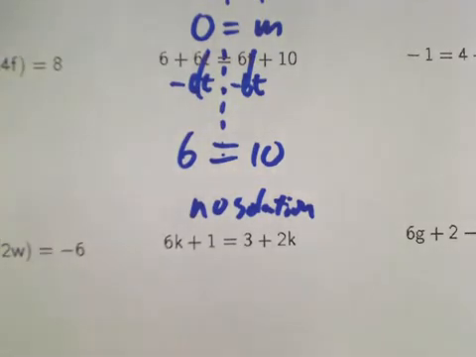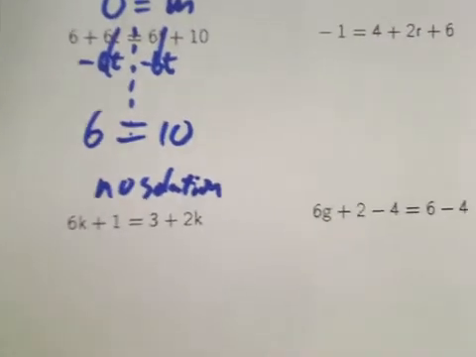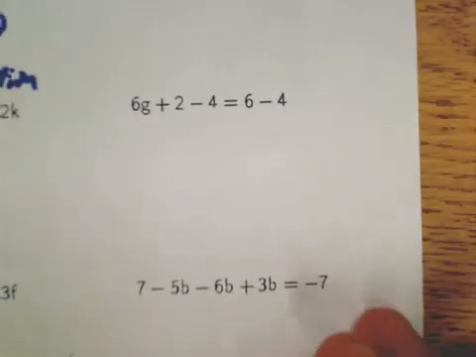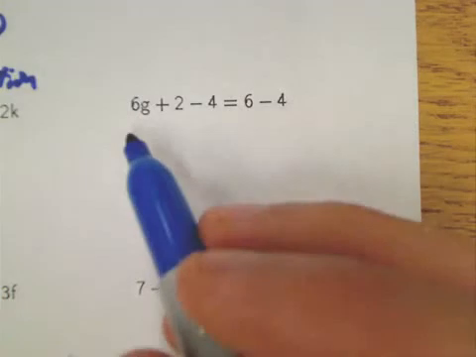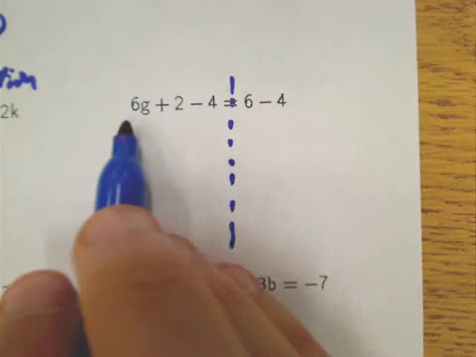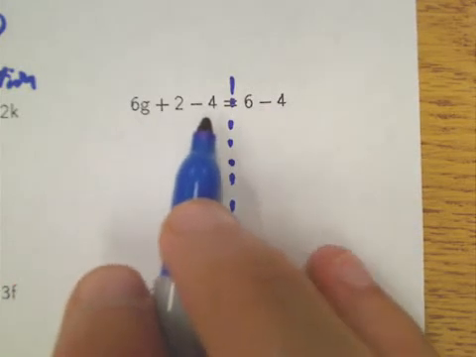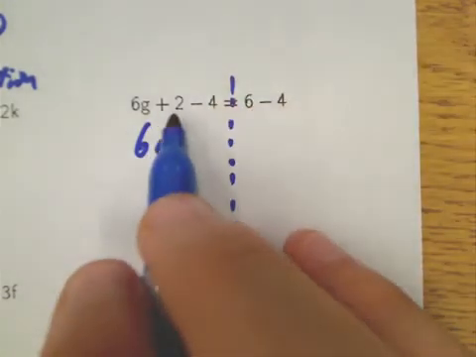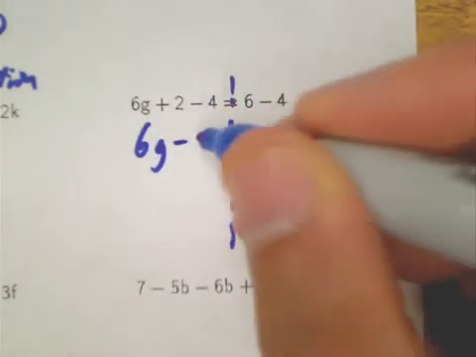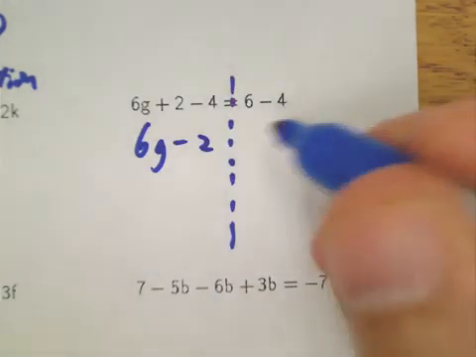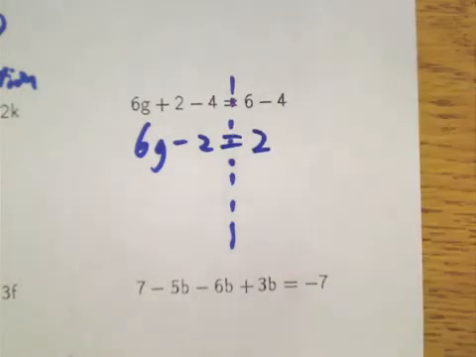I'm going to go to the right and down. I'm going to go to this problem right here. And then we'll do one on the back. Okay, so what you need to do on some of these is just to combine like terms first. So looking over here, you have 6g plus 2 minus 4. And the 6g, nothing will combine with that. But then plus 2 minus 4. Well, 2 minus 4 is negative 2. And then over here on the right side, 6 minus 4 is 2.